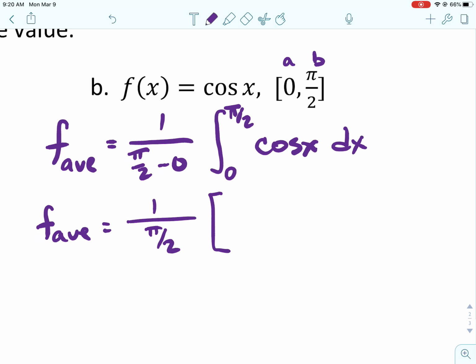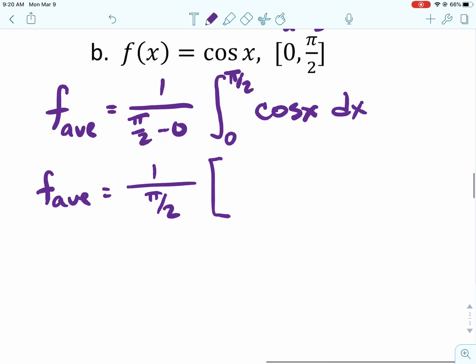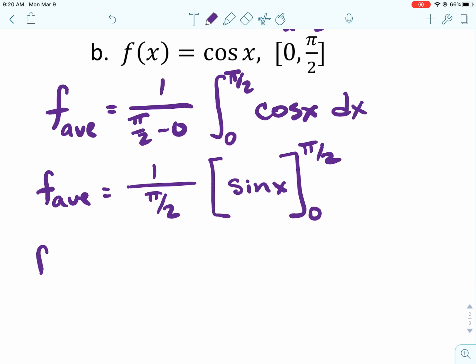So as soon as I take the integral of the cosine of x dx, I don't write the integral sign anymore. And what is the integral of the cosine of x? Sine of x. And we're going from 0 to pi over 2.